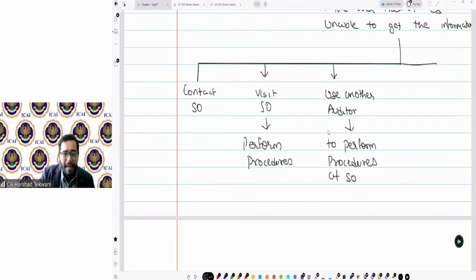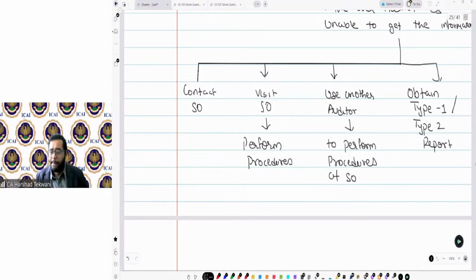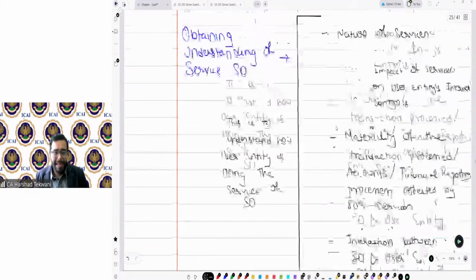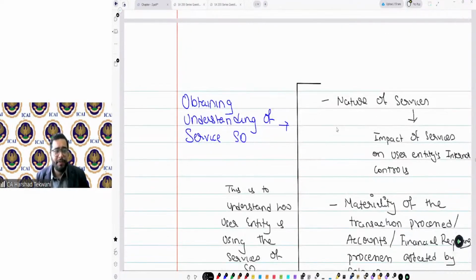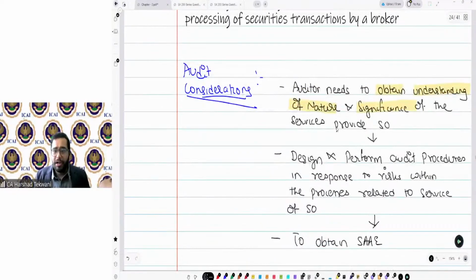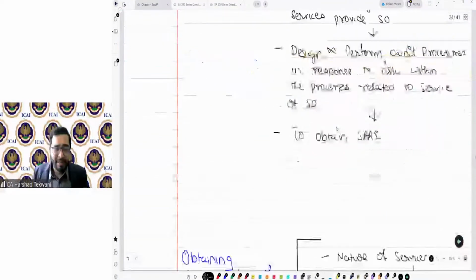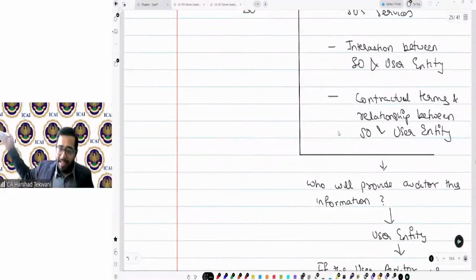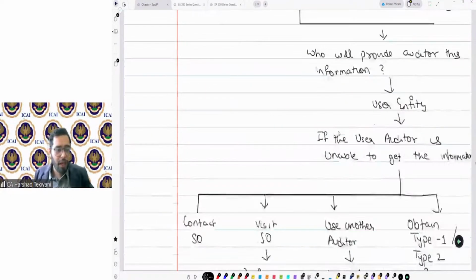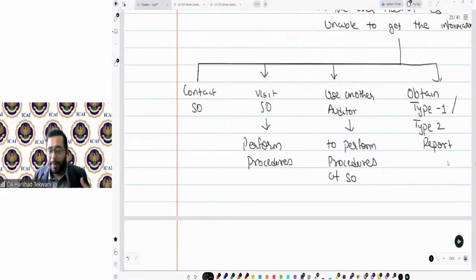If this is also not possible, then the last option is that I can obtain a type 1 or type 2 report. Understand? I need this information to obtain an understanding of the service organization. Why? Because that is the audit consideration I need to see. That's the first part: to obtain understanding, I need to have all this information. And if the entity is not able to provide me the information, I need to use the alternate processes, obtaining type 1 and type 2 information.